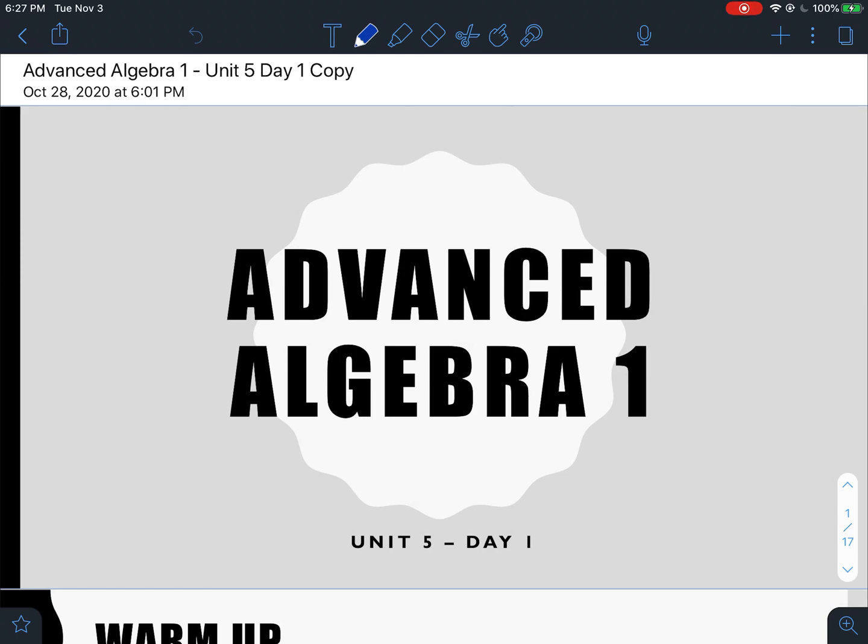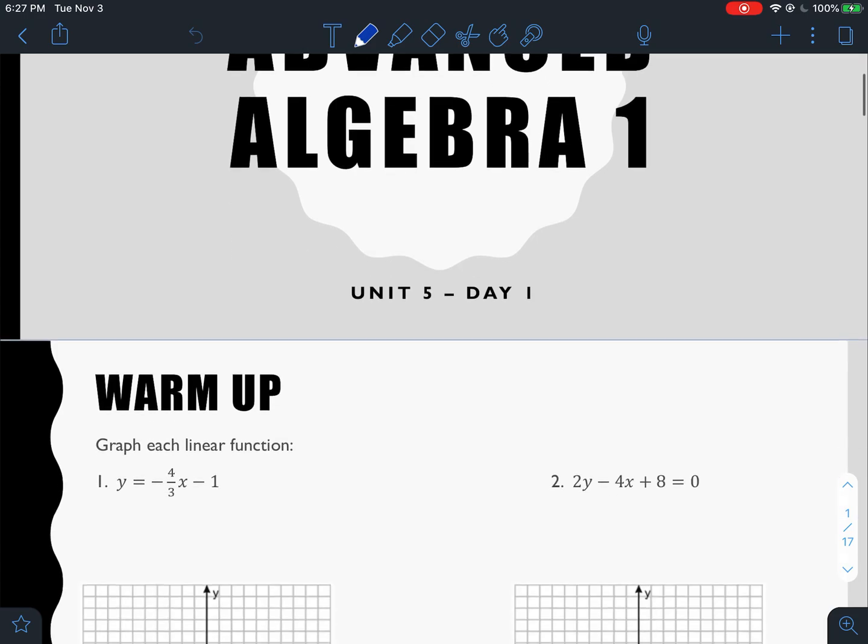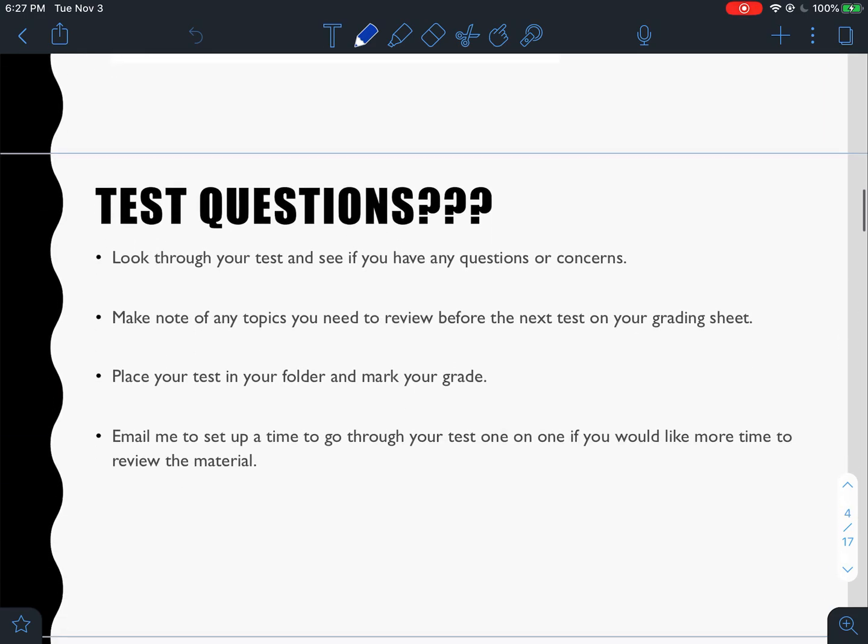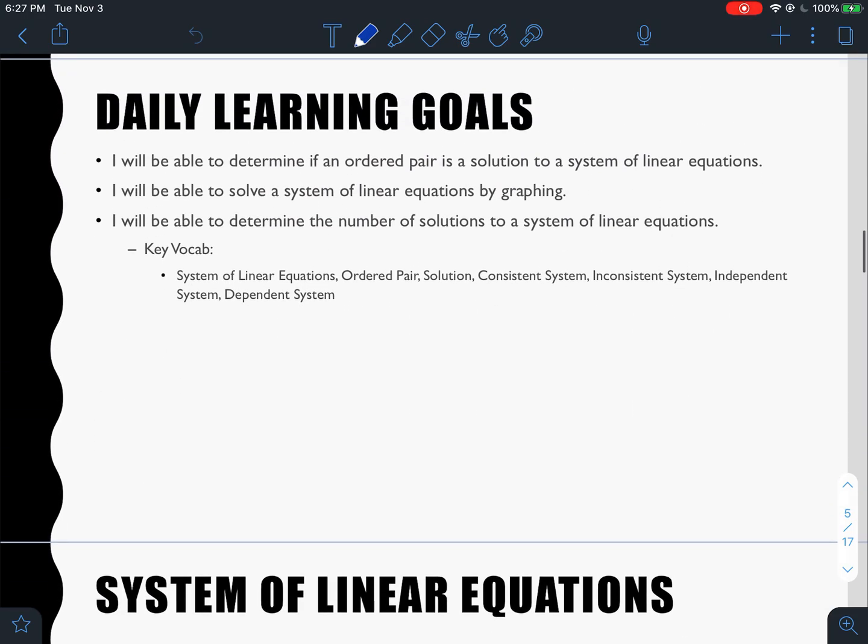These are your notes for Unit 5, Day 1 of Algebra 1. If you would like to see the warm-up, the review question, or any homework questions or test questions we covered in class today, just look at the finished notes.